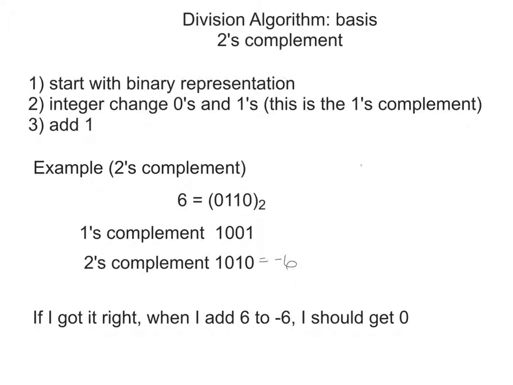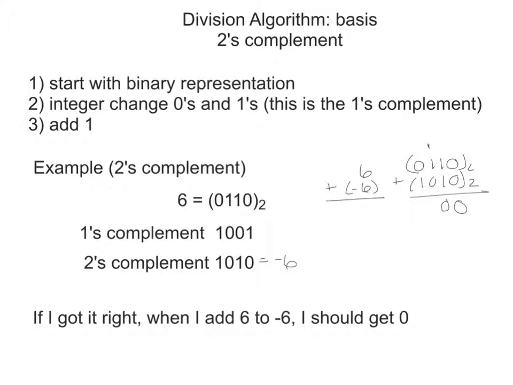I'm going to have 6 plus my negative 6. In 2's complement notation, I have 0, 1, 1, 0. That's my 6. And I'm going to add 1, 0, 1, 0. Okay, so my 0 plus 0 gives me 0. My 1 plus 1 gives me 1, 0 in binary, so I'm going to put the 0 here, carry the 1.